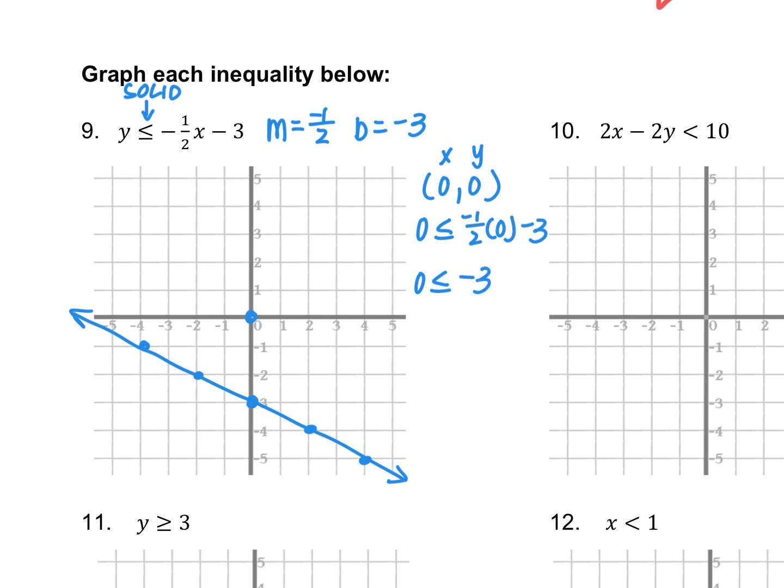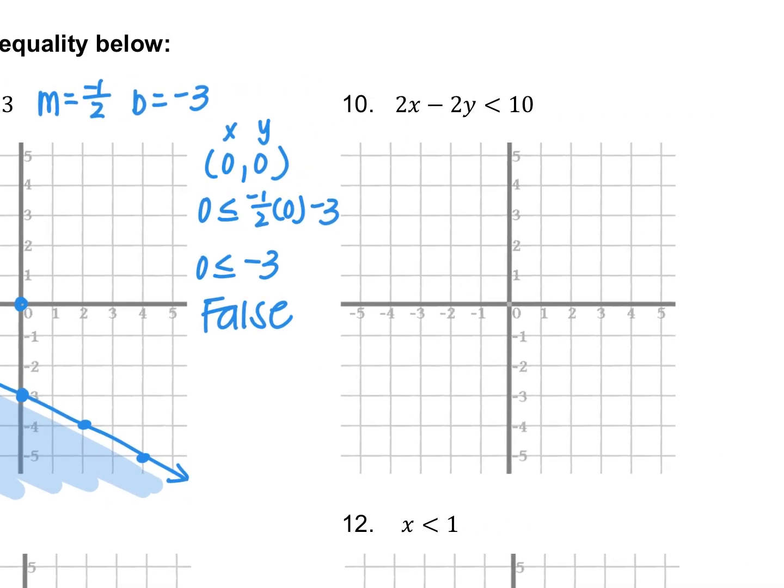Is 0 less than or equal to negative 3? No. So this is false. If it's false, do I shade on the side that the point is or on the other side? The other side. So that's why I always plot my 0, 0 so I can see where it is. And then I shade on the opposite side of it. Like this. False.